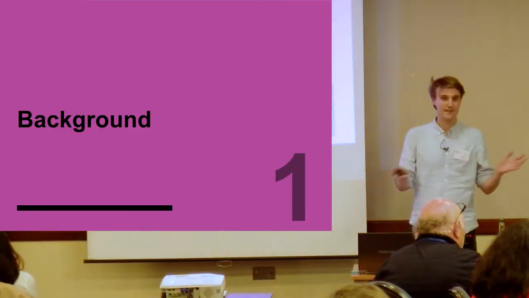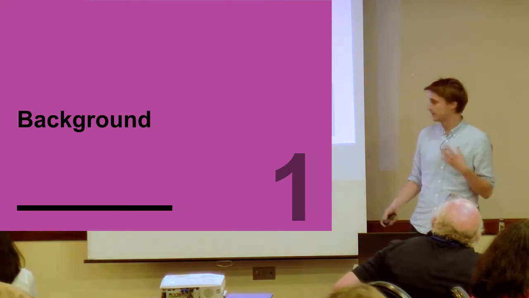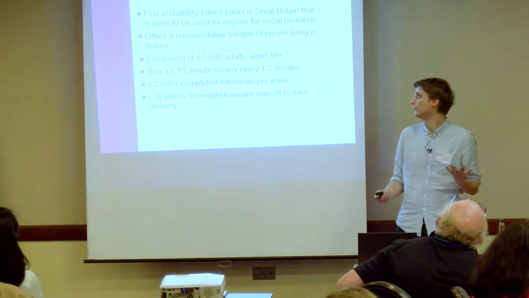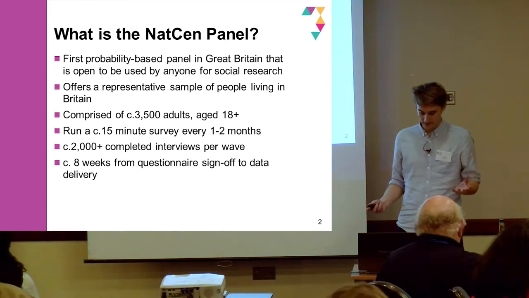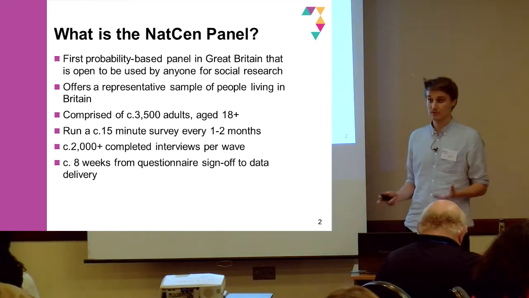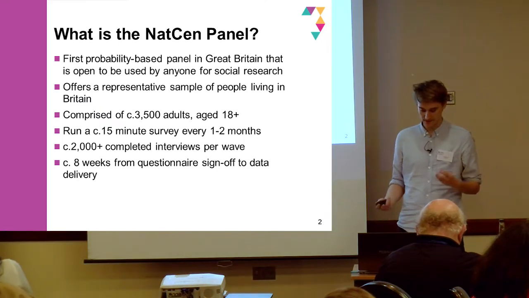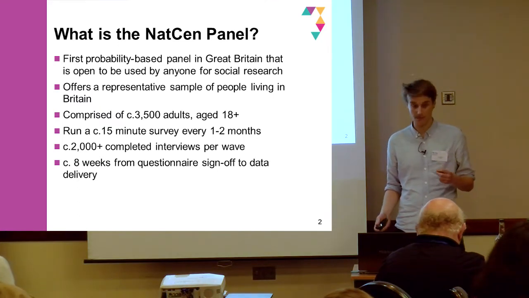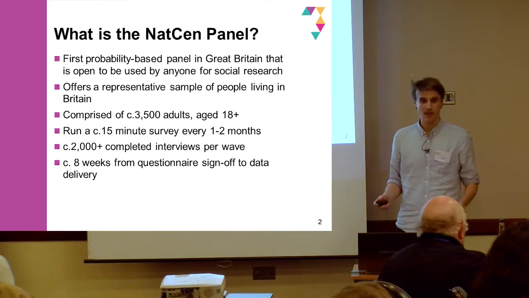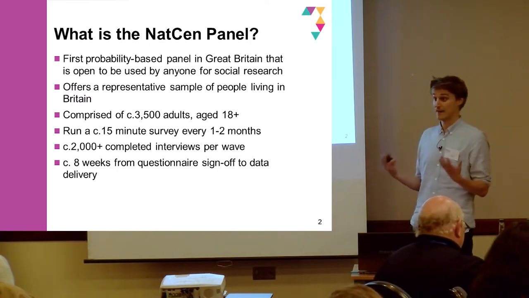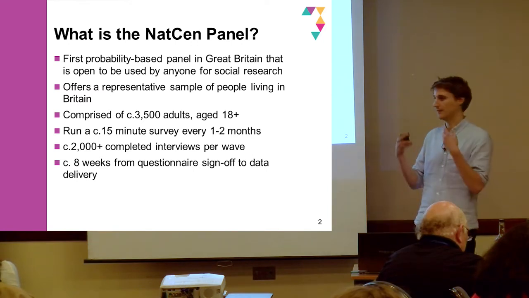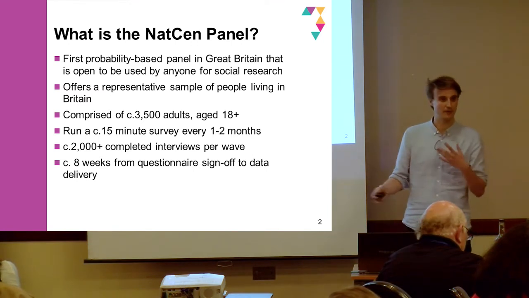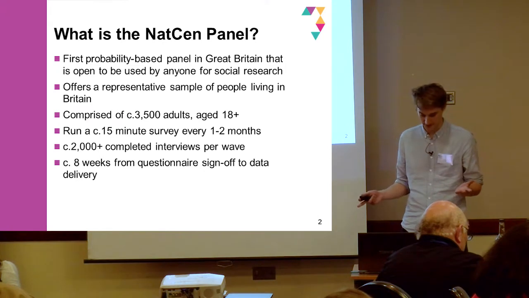So before I get into things proper, I'll give a little bit of background and context. So firstly, what is the NatCen panel? It's the first probability-based research panel in Great Britain that is open to be used for data collection by the social research community. So in the sense that it's random probability, it's unlike the YouGovs, the Populaces, the ICMs, the Lightspeed panels that have been mentioned earlier on so far today.